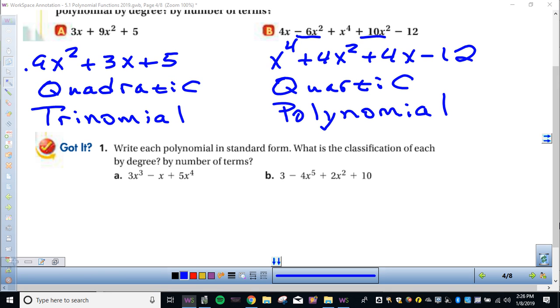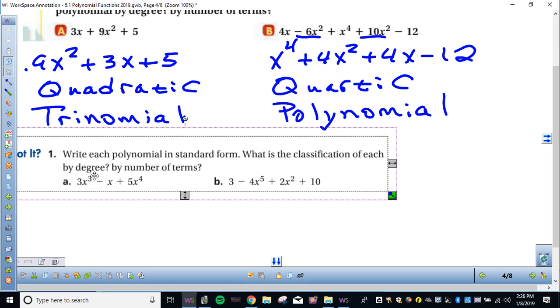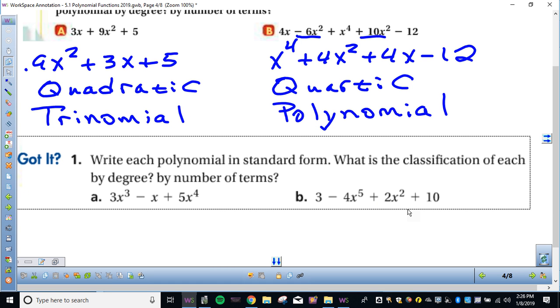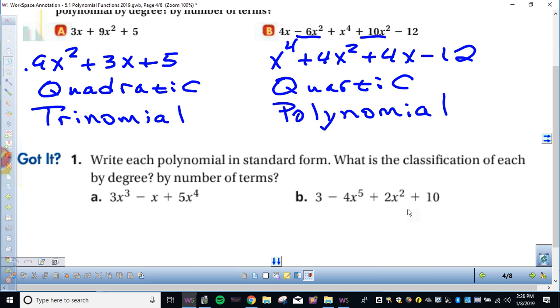I'll make this a little bigger so you can see it better. Make sure you combine like terms on the B. Write it down, give it a shot. Decreasing order by exponent, and then name it by degree and number of terms.